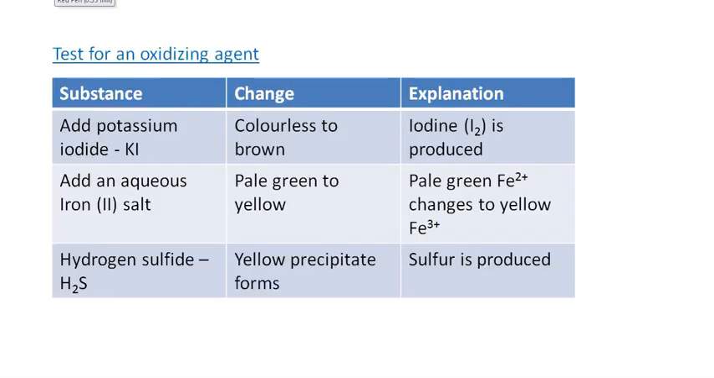Now, how do we test for an oxidizing agent? If we want to test for an oxidizing agent, we can just add potassium iodide, in which case the color changes from colorless to brown because iodine is being produced. Or we can add an aqueous iron 2 salt, and the change in this case is a pale green to yellow. Or we can use hydrogen sulfide. So try to remember at least 2 of them and note the change that is taking place, because once we observe the change, it gives us a positive indication that an oxidizing agent is present.